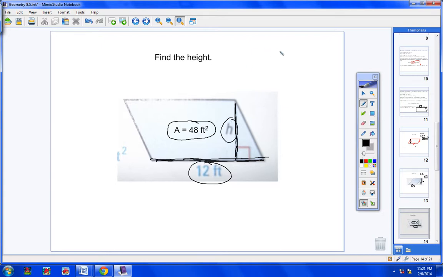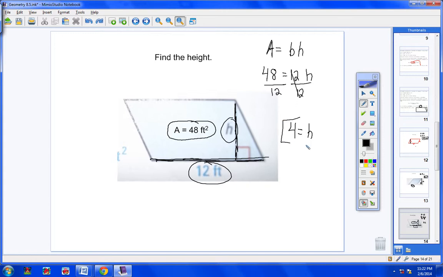And here's my area. So let's use our same formula. Area equals base times height. So for area, for A, I'm going to put 48. For B, I'm going to put 12. And for H, I'm going to put H. Pretty simple, guys. For area, I substitute 48. For base, I substitute 12. For H, I put H. And now we're very simply going to divide both sides by 12. These cancel. 48 divided by 12 is 4. 4 is your height. All right?